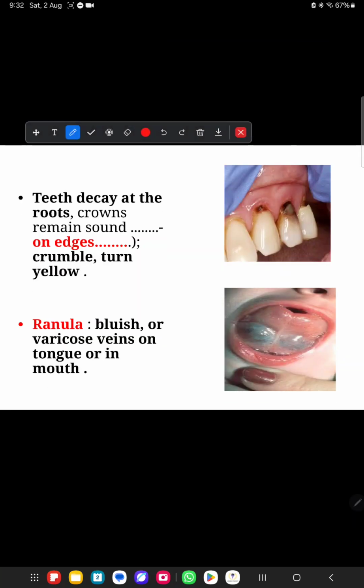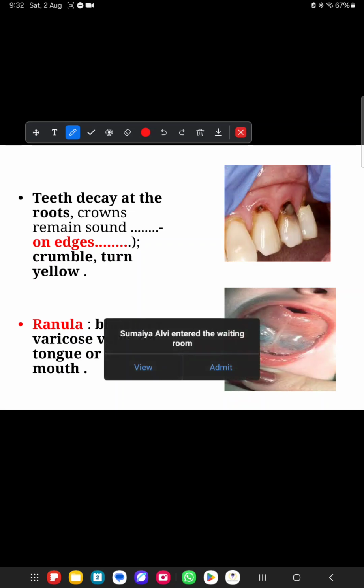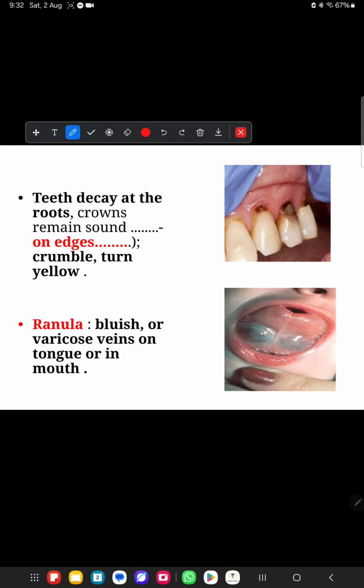Tooth decay at the root while crowns remain sound. In the bracket there are medicines. Can anyone tell which medicine is mentioned? Mezereum is there. If the patient is coming to you with decay especially at the root region, we can think about Thuja and Mezereum.